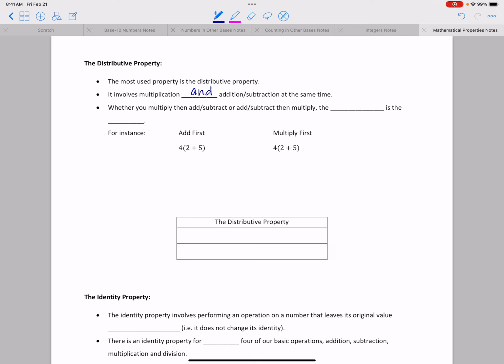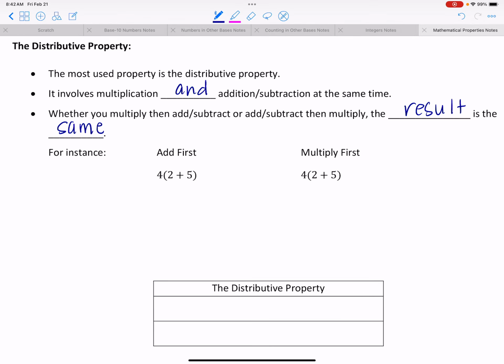And again, with this property, you can change the way something looks, right? Rewrite it without changing its value. So whether you do the addition or subtraction first and then the multiplication that's going to be in this problem, or vice versa, the result is going to be the same. So let me show you how this distributive property looks. So again, you're combining addition, or this could be subtraction, with multiplication.